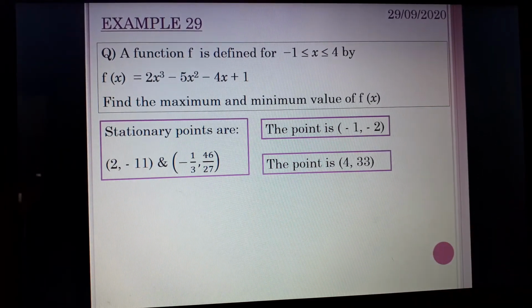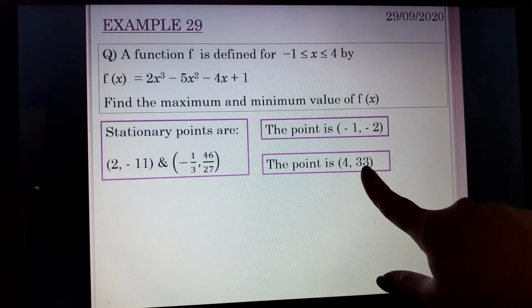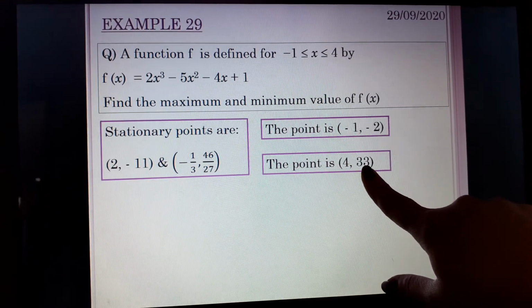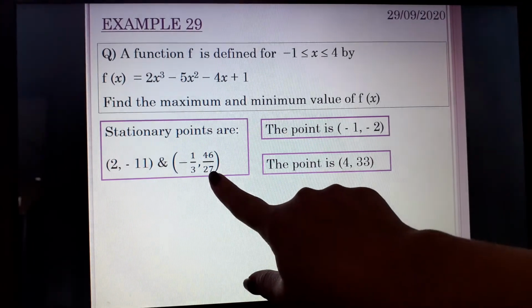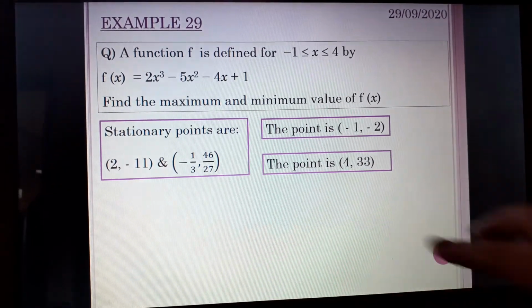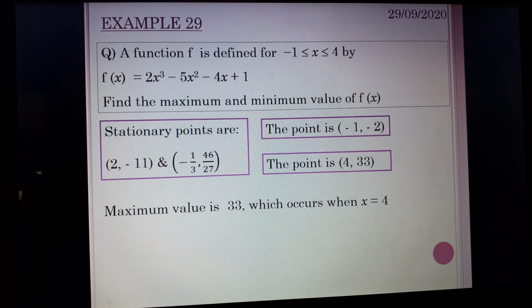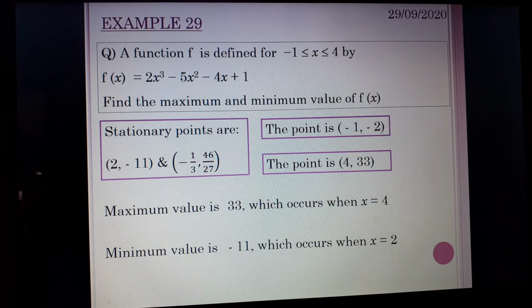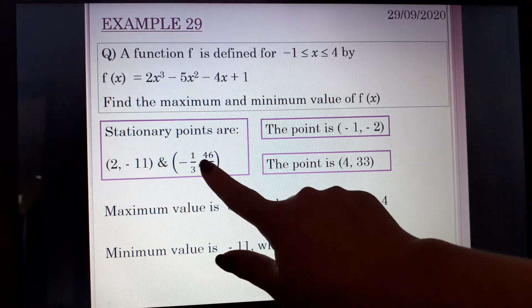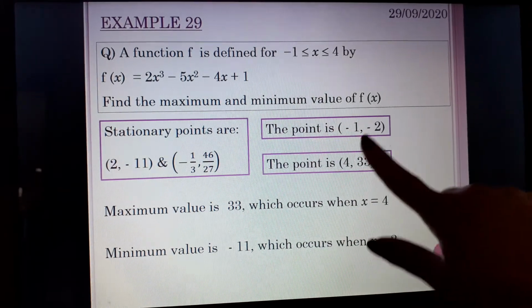So we're comparing all of the y's. What's the biggest y value? The biggest y value is the 33. And there's a negative 2, and a negative 11. So the lowest y value is negative 11. So the maximum value is 33, and that occurs at x equals 4. And the minimum value is negative 11, and that occurs when x is equal to 2. So we're just comparing all of the y's.